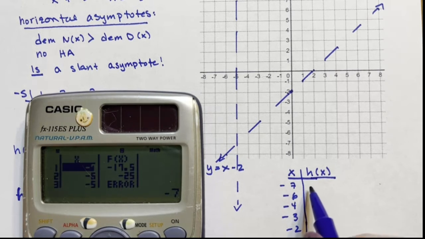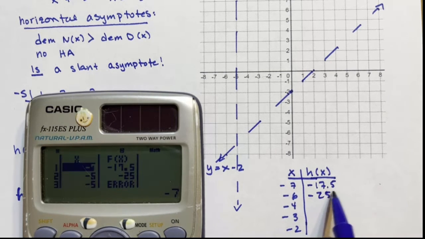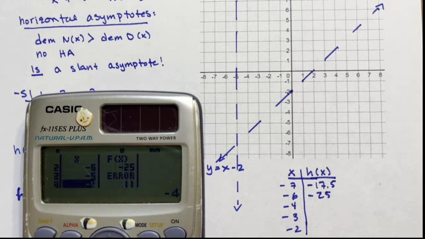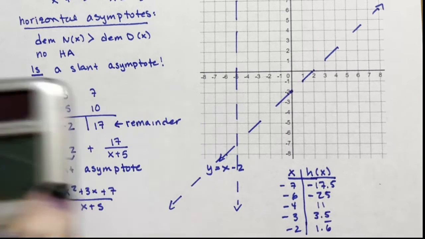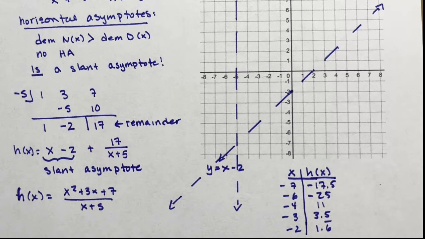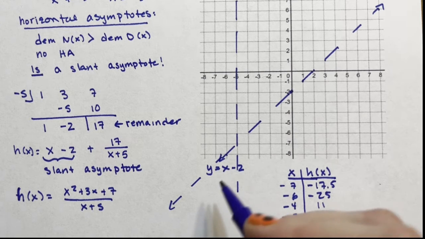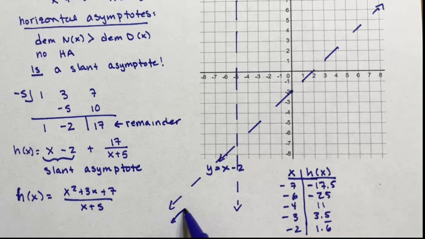And then I can get -17.5, -25. Notice -5 is an error because that's my asymptote. And then I have 11, 3.5, and 1.6 repeat. All right, so I have some values here. I'm not really going to graph them all. I'm going to notice that -7 is way down here, and -6 is even further down. So what that means is this graph is going to look something like this. I'm off of the graph. I know I have an asymptote. I'm approaching on both sides.